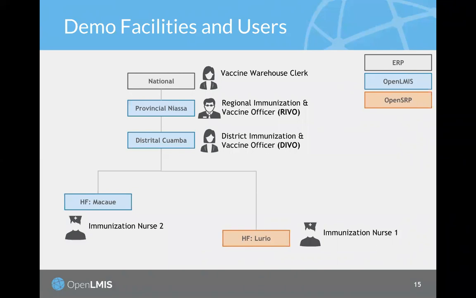There is a district immunization vaccine officer, or what we will refer to as a DIVO, sitting at the Kuamba district, who will be using OpenLMIS. There is an immunization nurse 1 at Lorio using OpenSRP, and an immunization nurse 2 that is Macau Health Facility. Please keep this context in mind as we showcase the features.